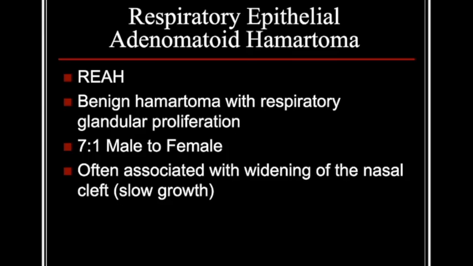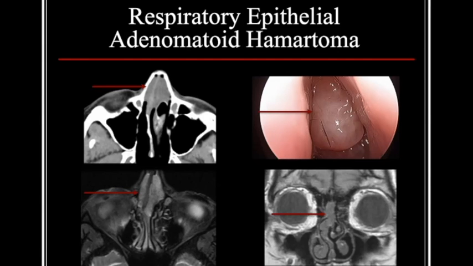It follows the rest of our paranasal sinus tumors in having a male predominance, so 7-to-1 male, and it often is associated with the widening of the nasal cleft. So we just talked about that isolated olfactory cleft opacification, how that can be kind of a worrisome sign. About half the time when I find that isolated olfactory cleft opacification, it's due to this entity, the respiratory epithelial adenomatoid hamartoma. Here's a case. We've got this slightly CT hyperintense mass centered within the piriform aperture and the anterior vestibule of the nasal cavity.